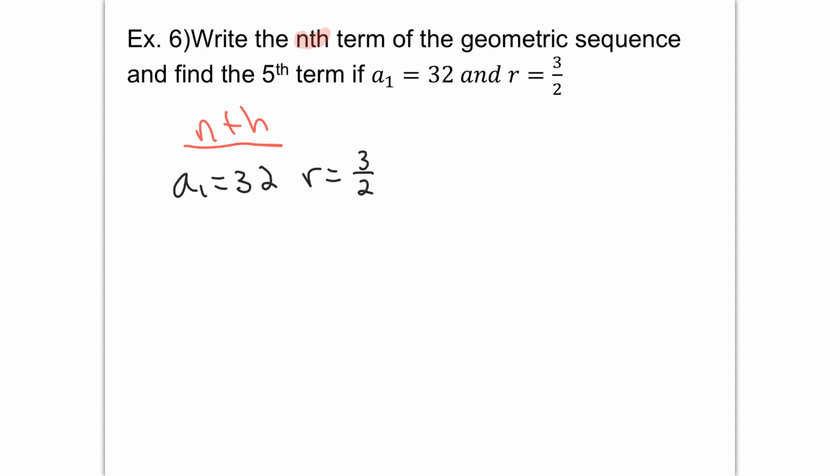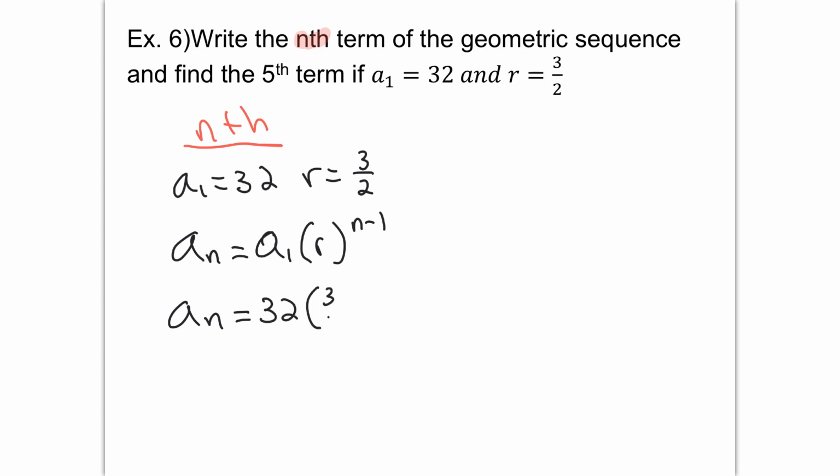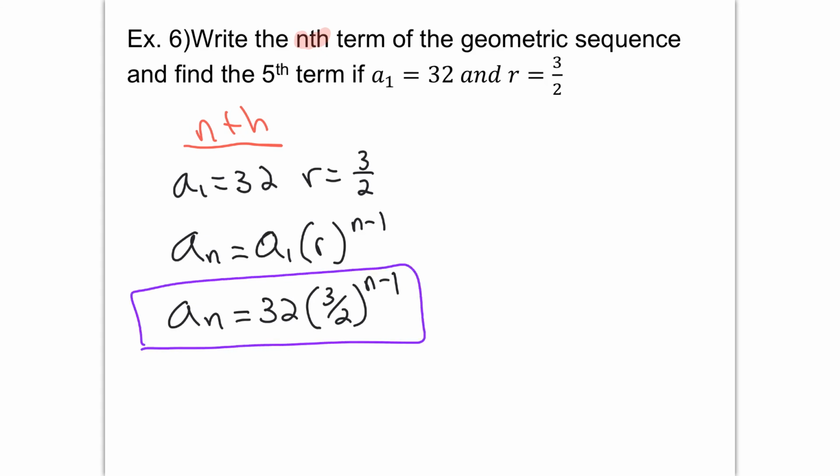So all you do now, guys, is substitute into the formula, a sub n equals a sub 1 times the common ratio with the exponent of n minus 1. So we have a sub n equals the first term, 32, times 3/2, and we have exponent of n minus 1. So that's my nth term. Notice my common ratio is a fraction, 3 over 2, and you guys have n minus 1 as an exponent.